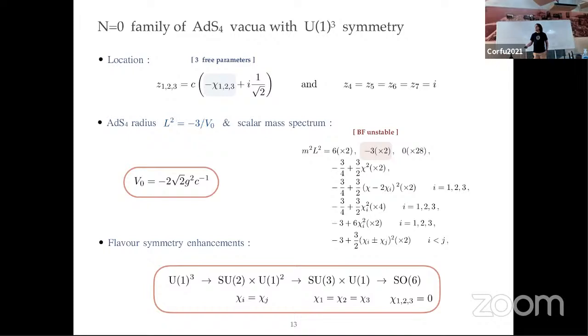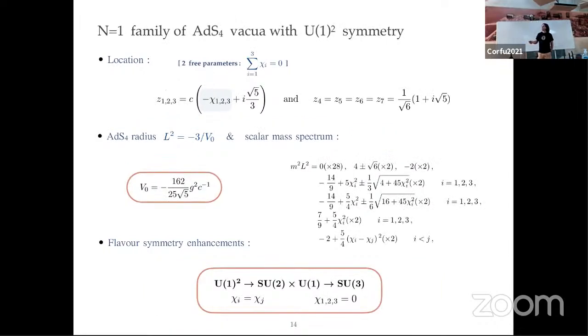And then when you start identifying parameters in a pairwise manner, you get an enhancement to SU(2) × U(1). Or if you identify the three parameters among themselves, you get an enhancement to SU(3) × U(1). And if you set the three of them equal to zero, then you get the largest symmetry, SO(6). A similar story happens for the N=1 family.